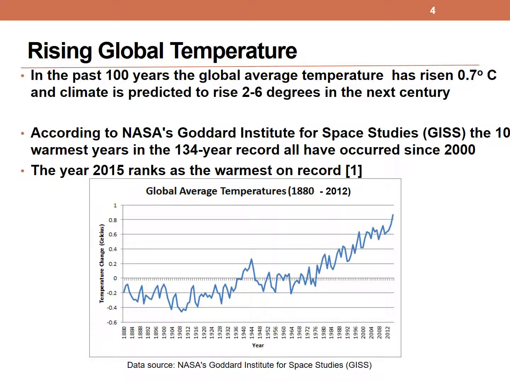In the past 100 years, the global average temperature has risen approximately 0.7 degrees Celsius and is predicted to rise another 2 to 6 degrees in the next century. According to NASA's Goddard Institute for Space Studies, the 10 warmest years in the past 134 years have all occurred since the year 2000, and the year 2015 is ranked as the warmest on record.